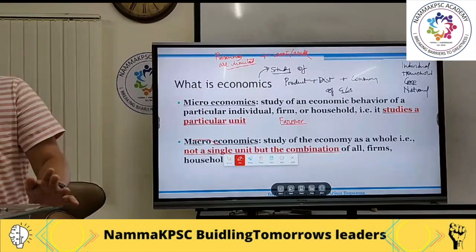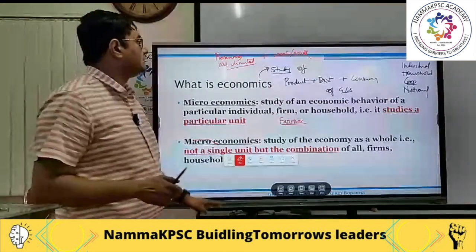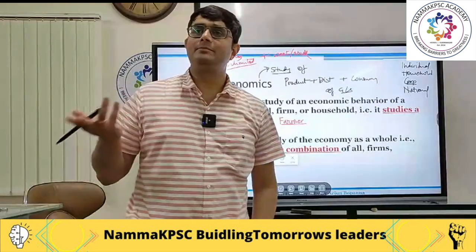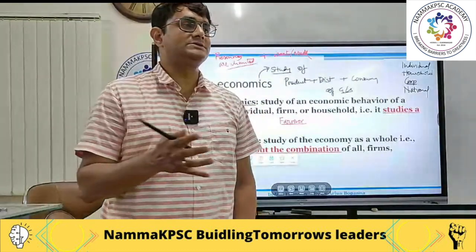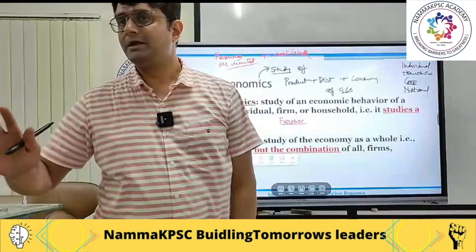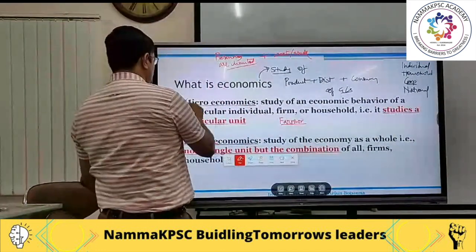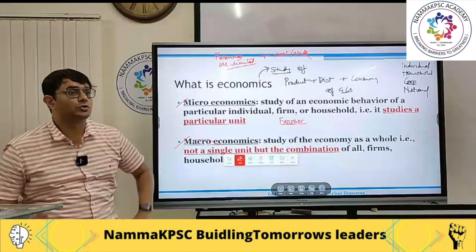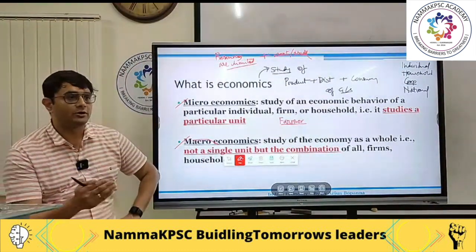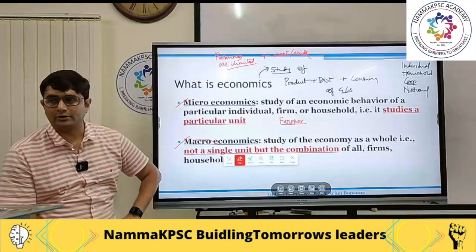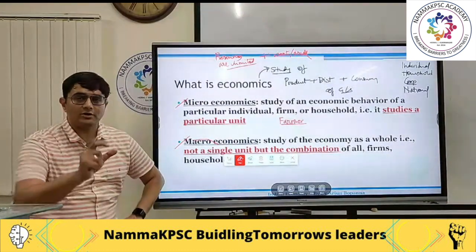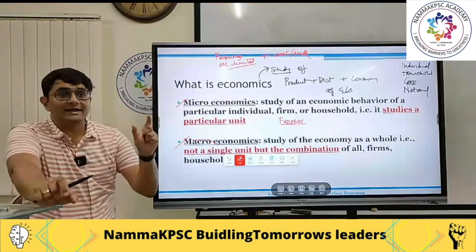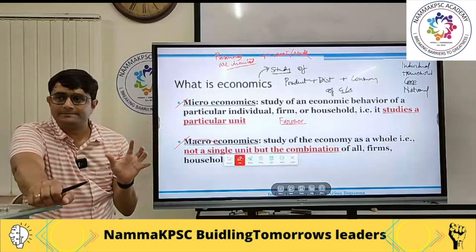A company also, the ultimate aim of the company is to use its resources to fulfill its needs. Its need is to make profit. So that is the scope of economics. Is that okay? So economics has two sub-disciplines, or sub-branches: microeconomics and macroeconomics. Microeconomics deals with the economic behavior or decisions of an individual unit, a single unit.